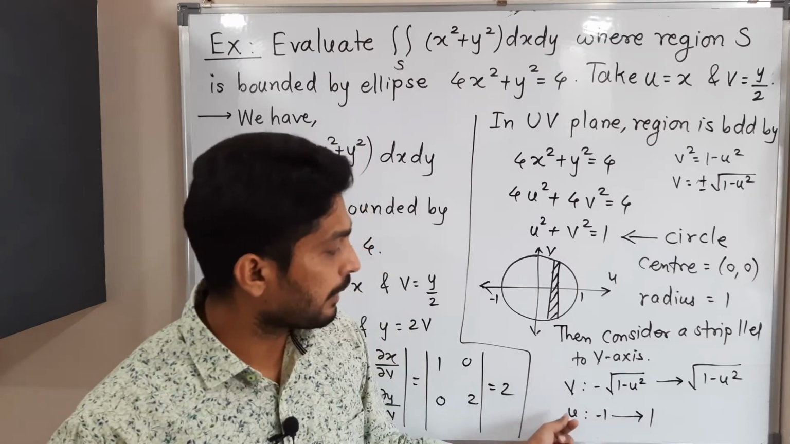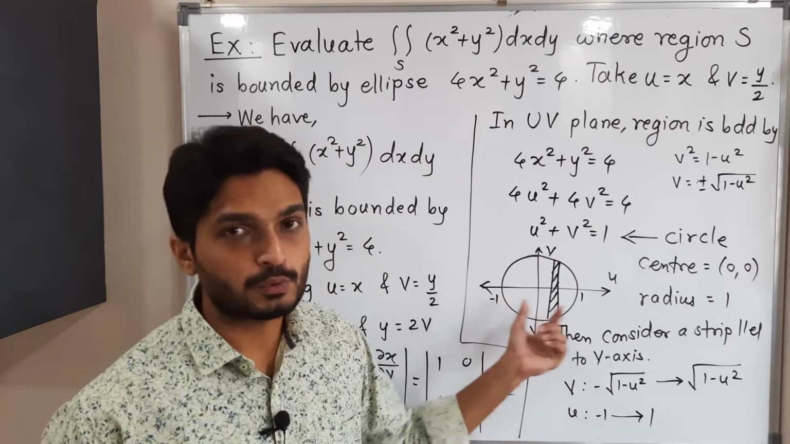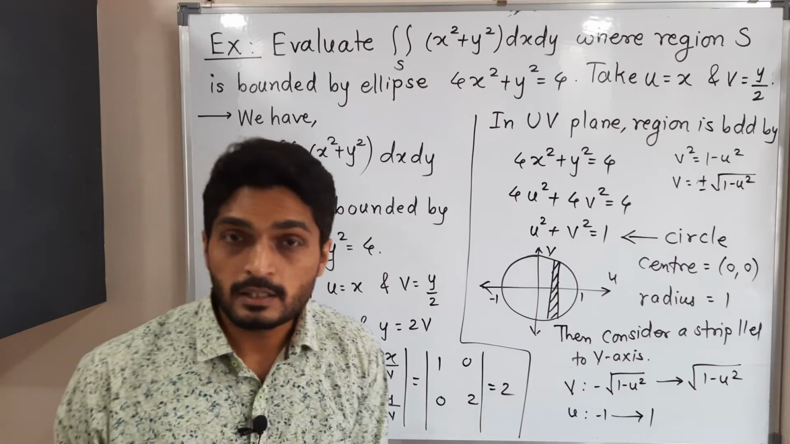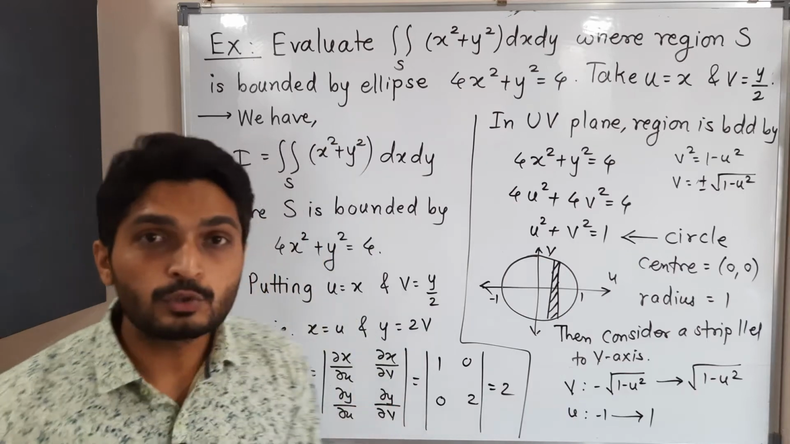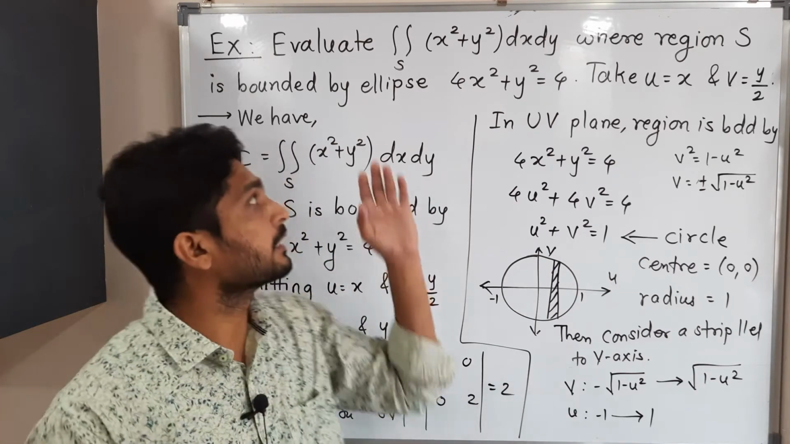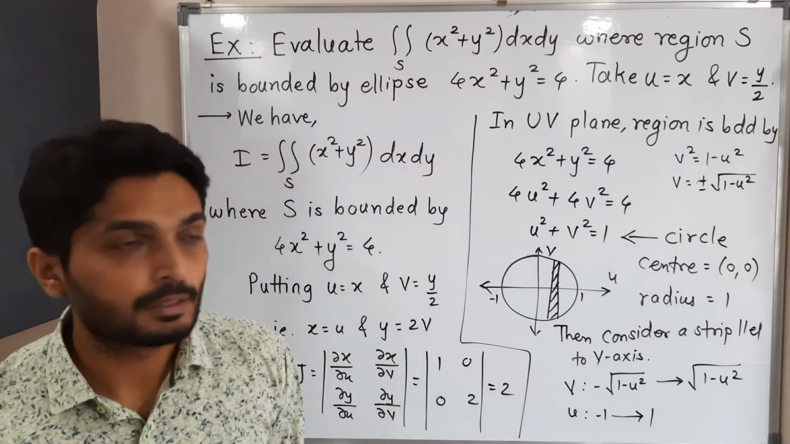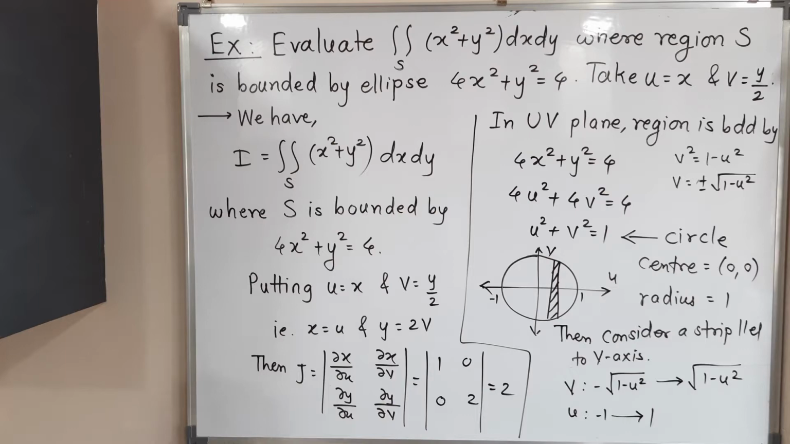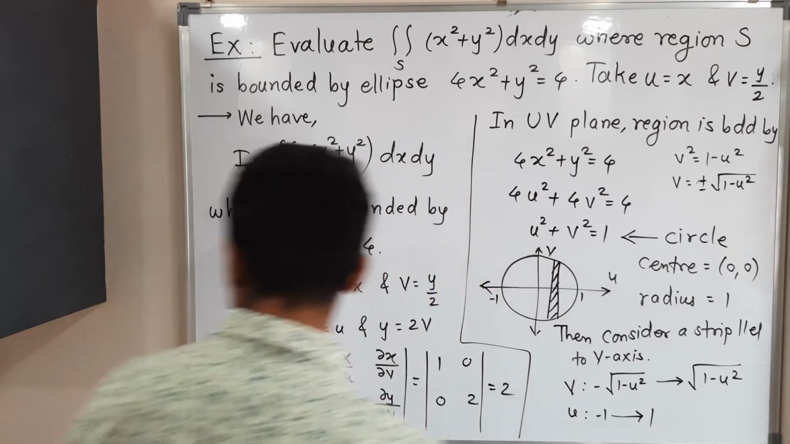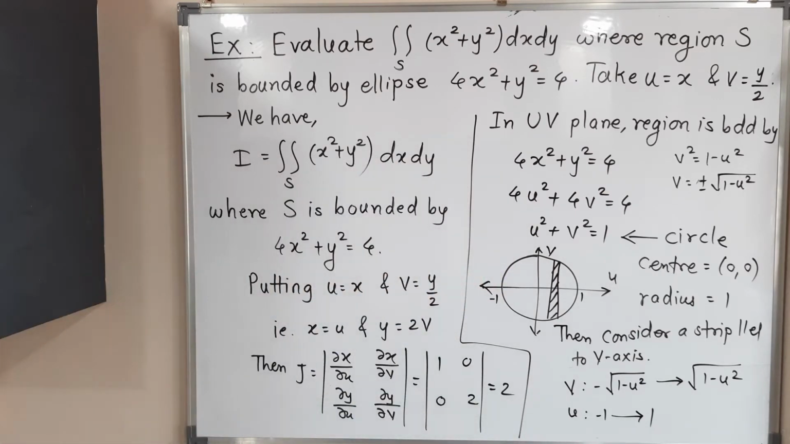Okay, so limits of u are from -1 to 1. So we got the limits. Now we simply have the Jacobian also. So I will shift the given integral in terms of u and v, and then we will solve the problem. There is no more space to write, so you can make a screenshot of it. After that we will go further.